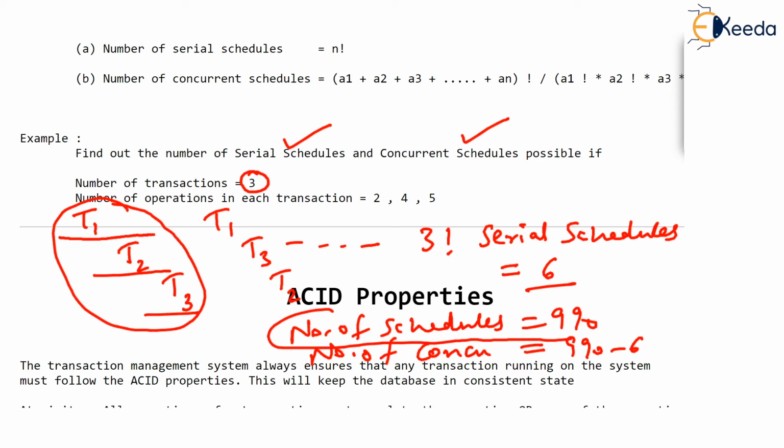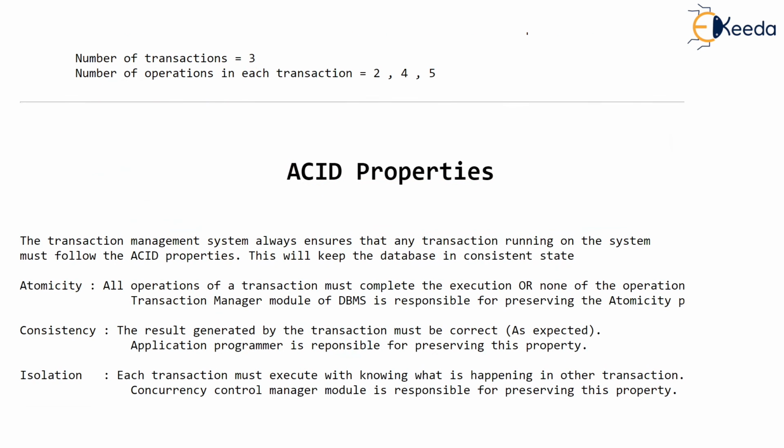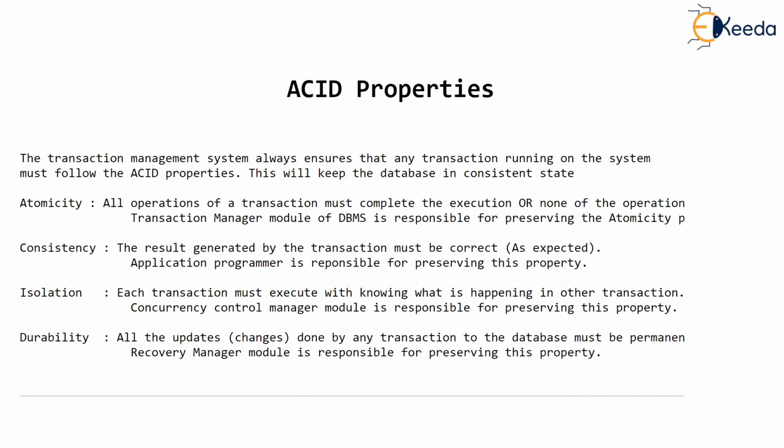So this is the answer for serial schedules and concurrent schedules, and of course the total number of schedules also, which is 990. In the next video we will see a very important property which should be preserved by all transactions, which is called the ACID property. ACID property is so important that when we are talking about transaction management, we should say that a transaction has executed properly if all these properties are satisfied.